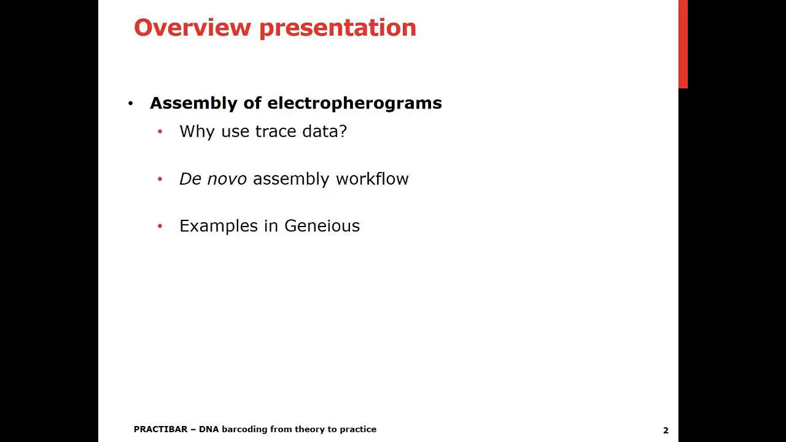In this presentation, we are going to look at the assembly of electropherograms. First, we'll address the question, why do we need electropherograms or trace data? And then we'll look at generic de novo assembly workflows. With these workflows, we are going to look at a couple of examples in Geneious. If you would like to learn more about electropherograms and how they are generated, please look at presentation 1.4, DNA Barcoding Wet Lab.